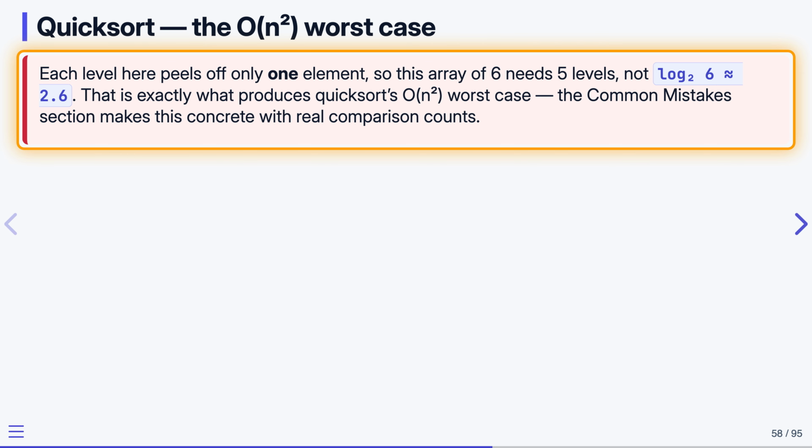Look at what that lopsided tree costs. Each level peels off only one element, so this array of 6 needs 5 levels, not log base 2 of 6, which is about 2.6. That is exactly what produces Quicksort's big O of n squared worst case, and the common mistake section makes it concrete with real comparison counts.